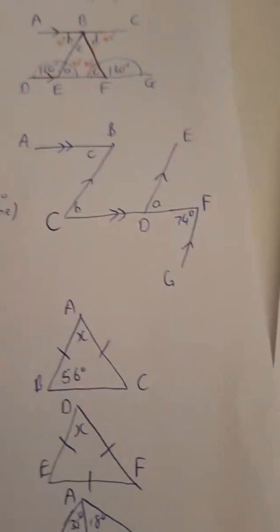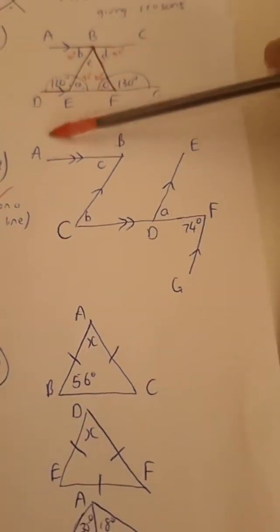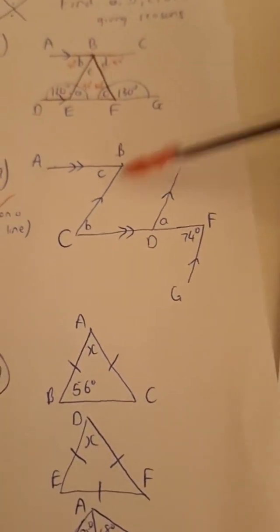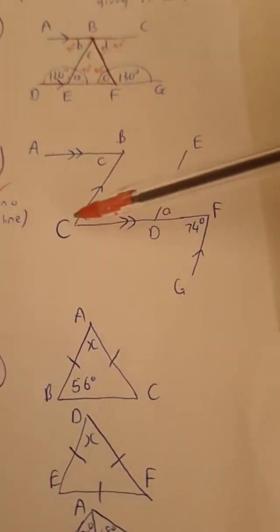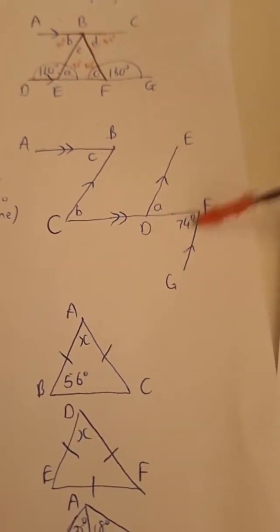This is the next diagram, guys. Okay, let's give people a chance there. We've got AB, we've got CB, we've got CD, we have DE, and we have FG.